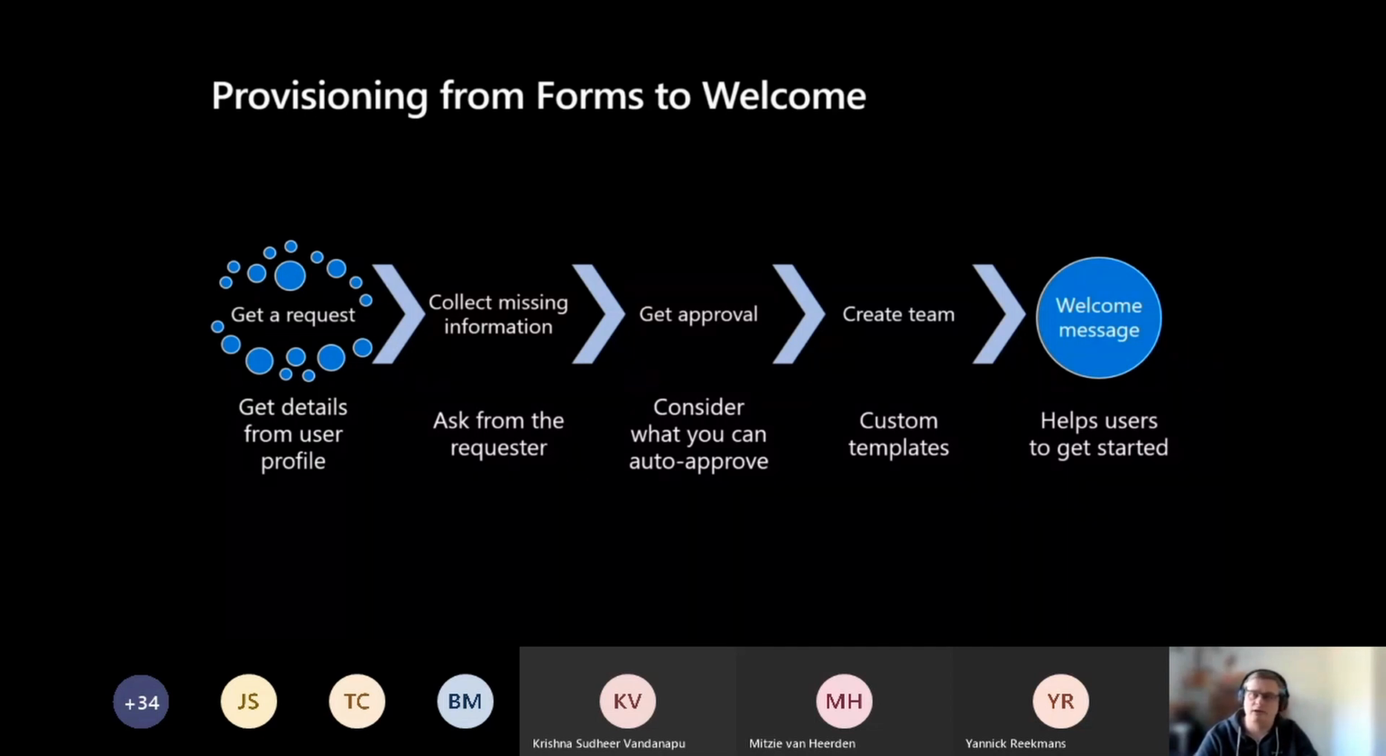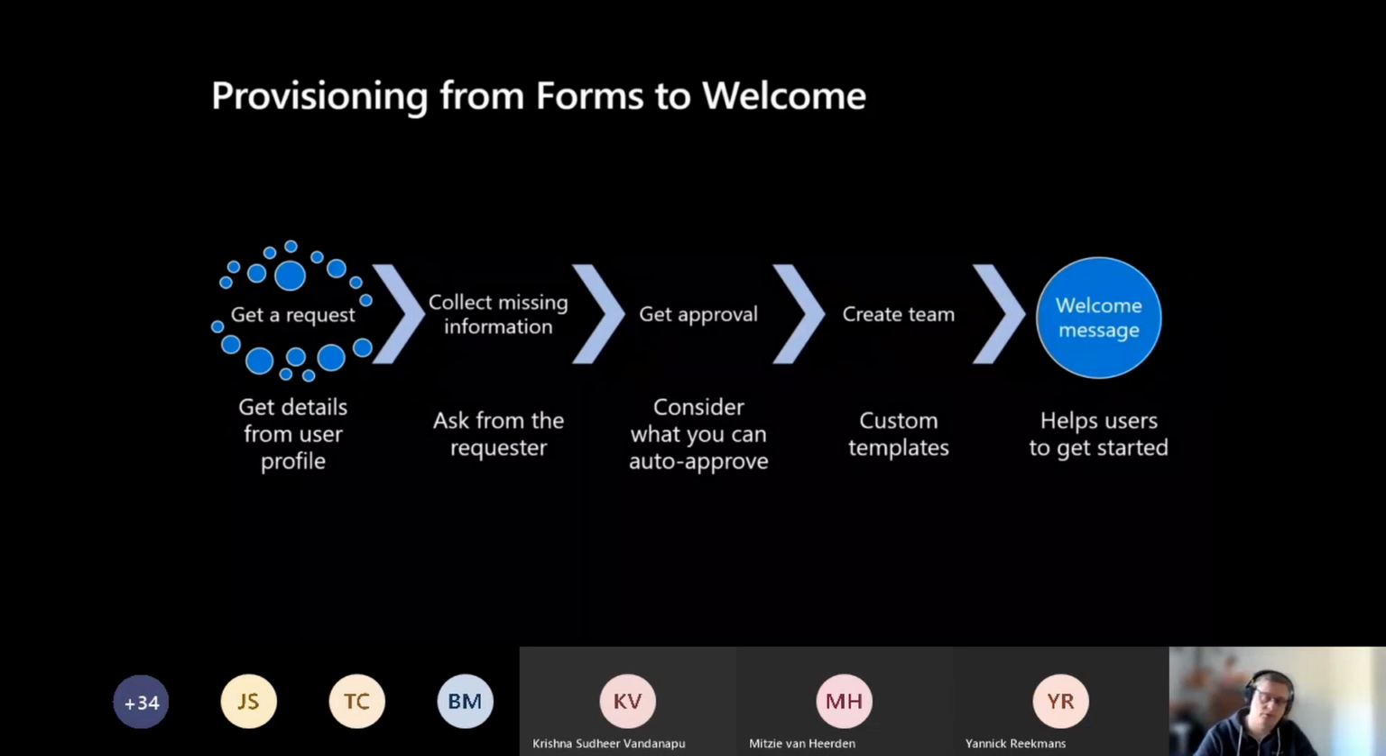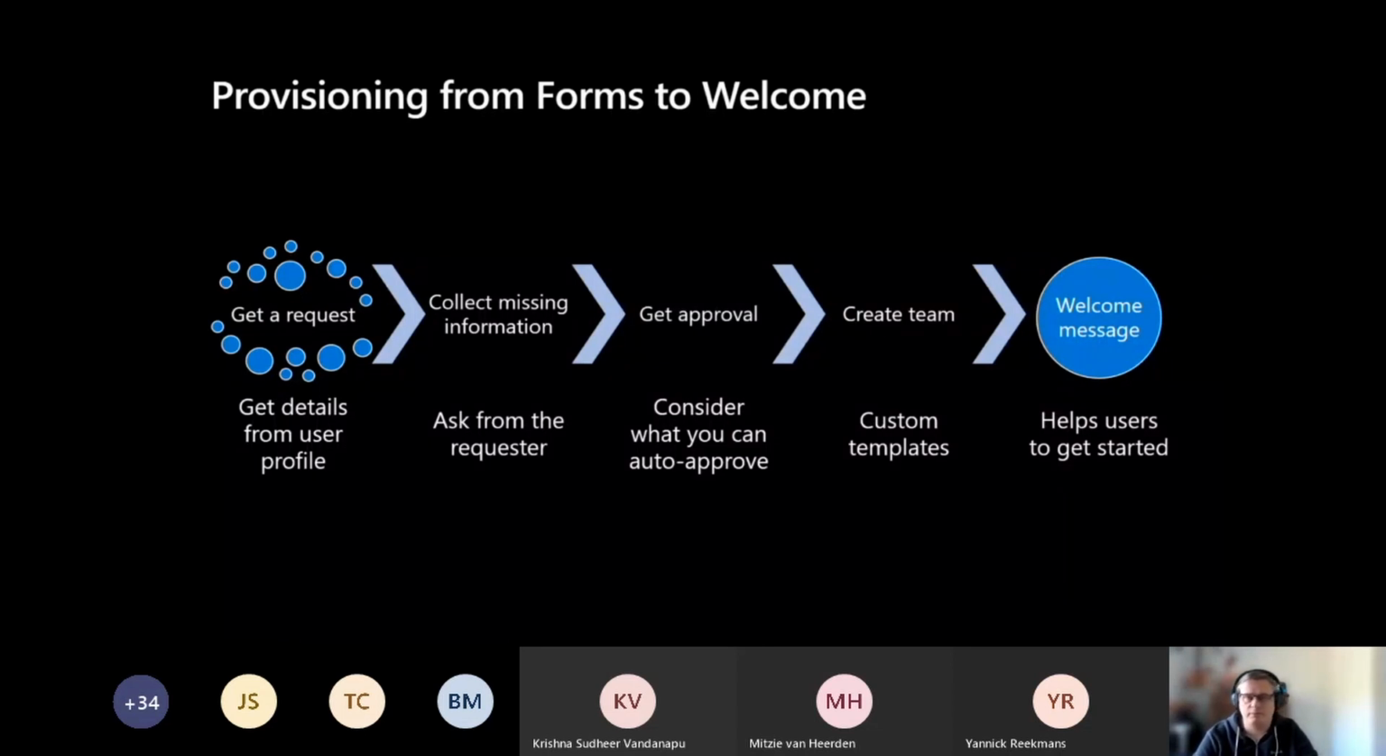Perhaps the user didn't fill in everything. Perhaps there are different kinds of teams or checks, and you need to collect a bit more information, so you may ask for those from the requester. Then, in some cases, you may want the team to be approved so it can be created, or perhaps there's enough information that you can auto-approve it and say, okay, this is fine. He clearly needs this team.